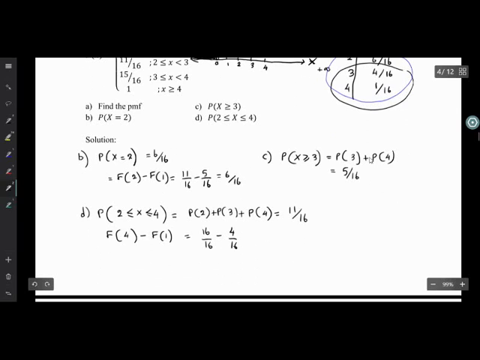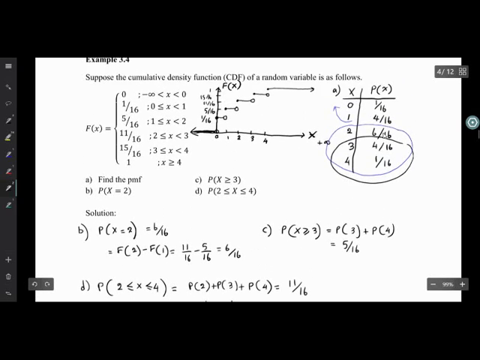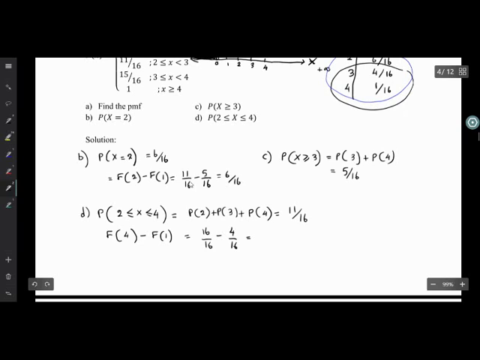So 16 minus 5, you get 11 over 16. So it's the same answer. So either you use the PMF or the CDF.